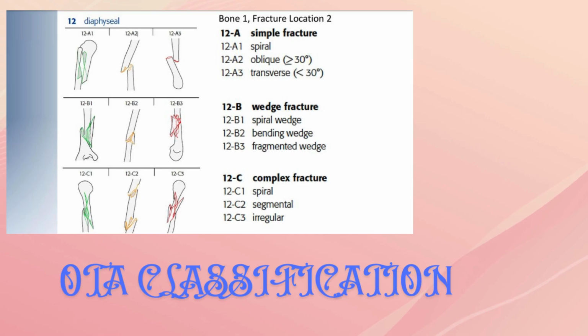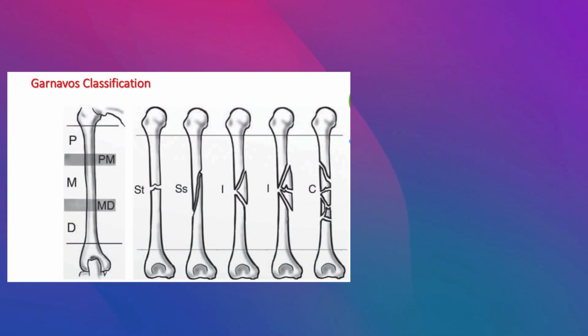Now come to the wedge fractures. The wedge fractures are considered as B. When there is a spiral wedge, B1. When there is a bending wedge, B2, and when there is a fragmented wedge, B3. And the complex fracture is considered as C. When there is a spiral complex fracture, it is C1. When there is a segmental complex fracture, it is C2, and when there is an irregular complex fracture, it's C3.